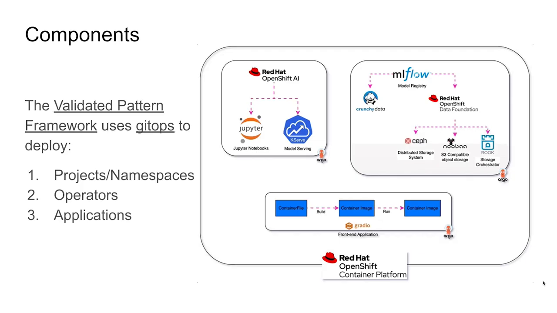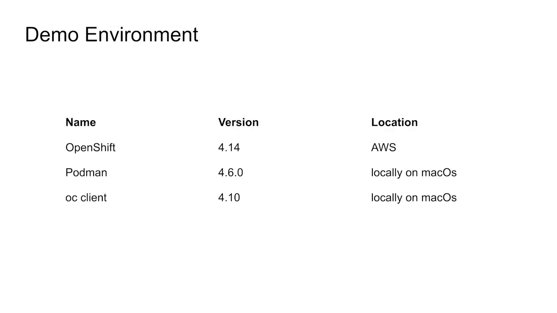In order to achieve that, we need to create some namespaces, install some operators, and deploy some applications. All of that has been converted to a pattern already, which will use a GitOps approach to deploy these different components onto OpenShift. We only need 3 things for today's demo: an OpenShift cluster running in AWS, and locally I have Podman and the OC client installed on my laptop.